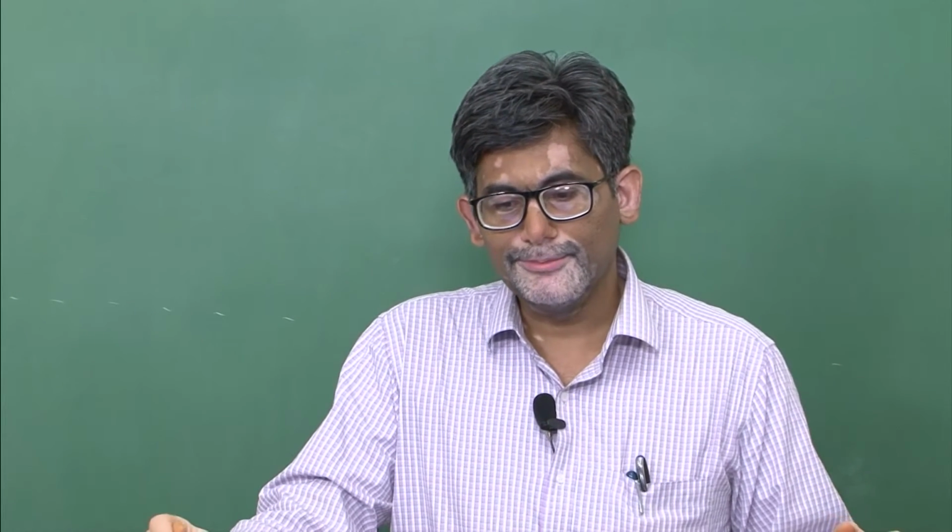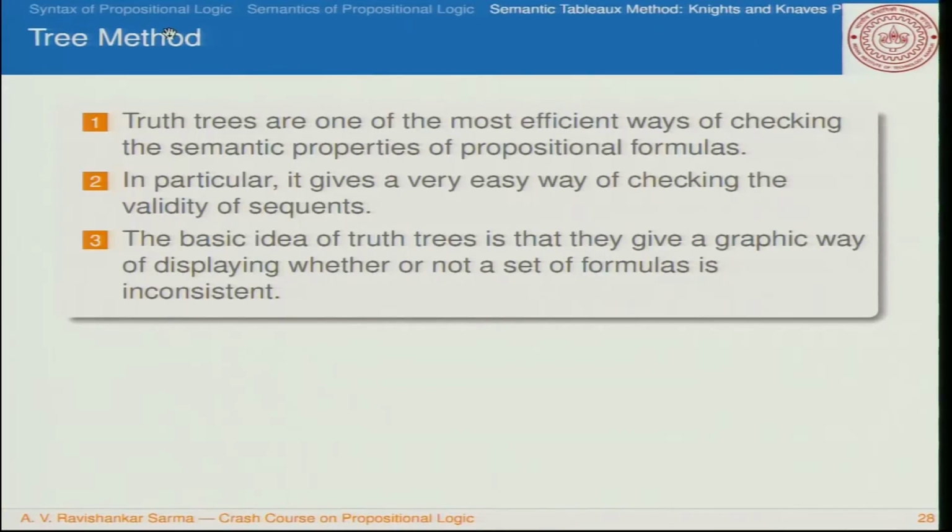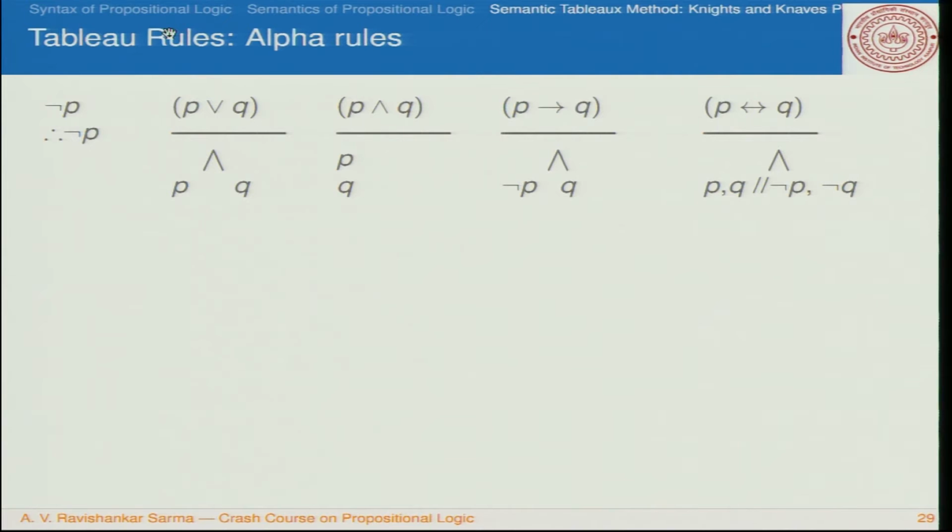Truth trees are considered to be one of the most efficient ways of checking the semantic properties of propositional formulas, like tautology, validity, and so on. In particular, they give a very easy way of checking the validity of sequents, especially when the number of propositional variables increases to 4, 5, etc. The basic idea of truth trees is that they give a graphic way of displaying, as we usually say a picture says 1000 words, whether or not a set of formulas is consistent or inconsistent.